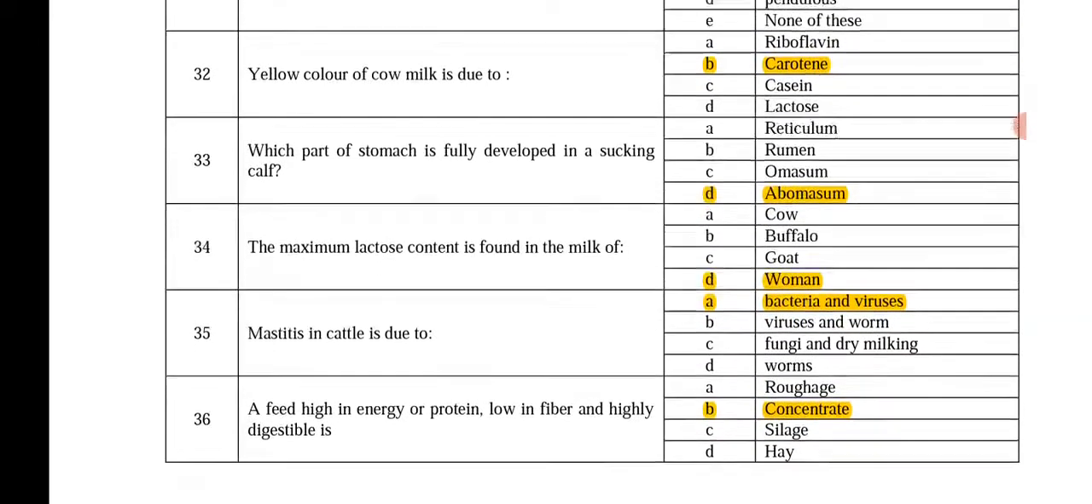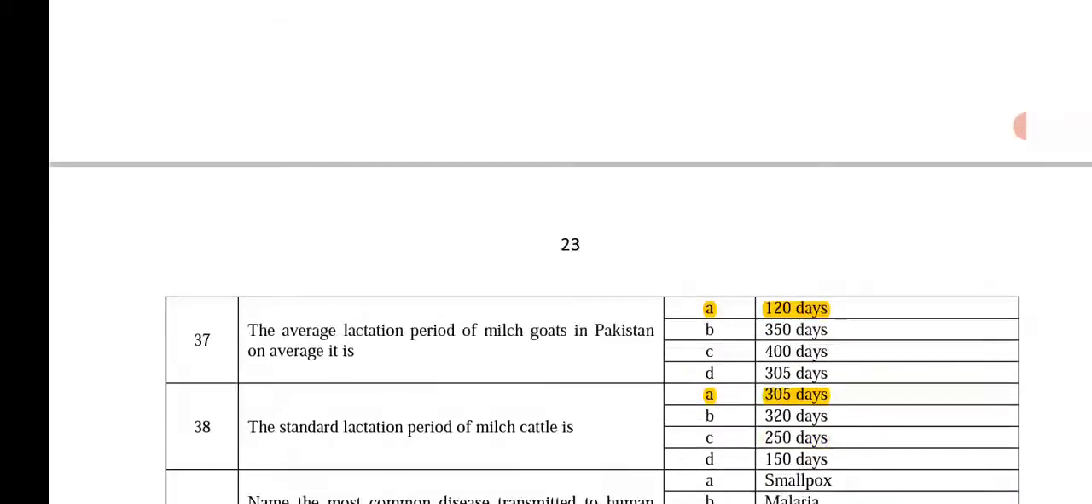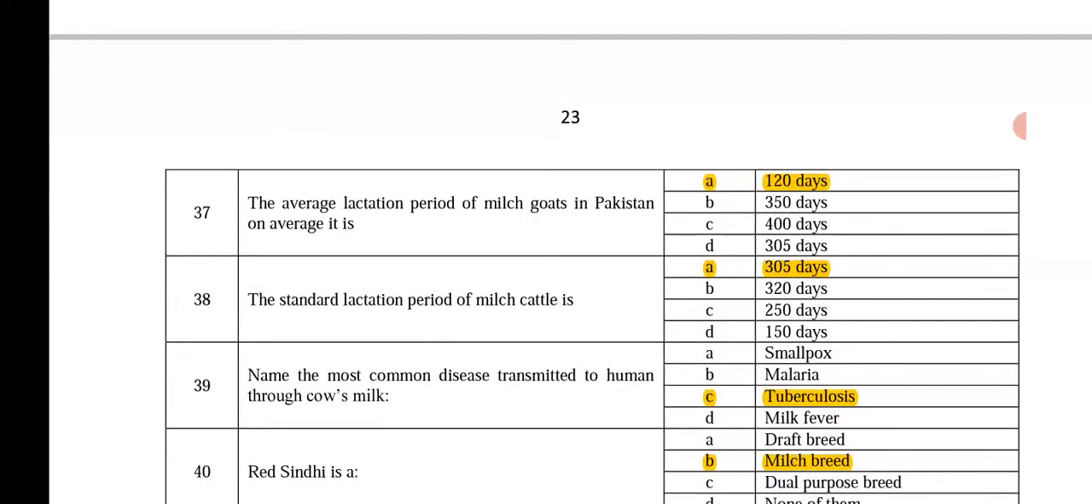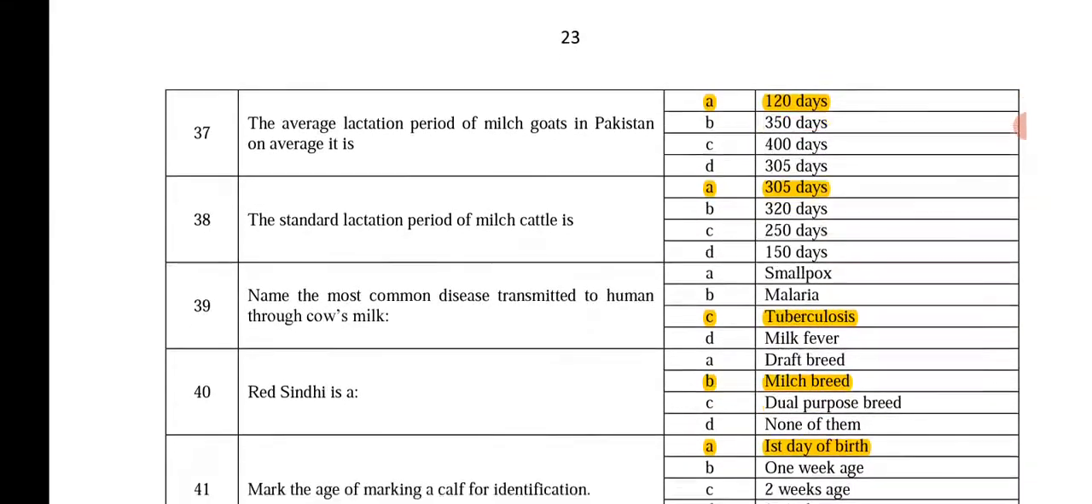Mastitis in cattle is due to bacteria and virus. A feed high in energy or protein, low in fiber and highly digestible is concentrate. The average lactation period in milch goats in Pakistan on average is 120 days. The standard lactation period of milch cattle is 305 days.